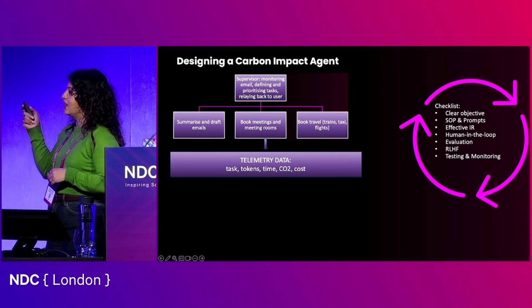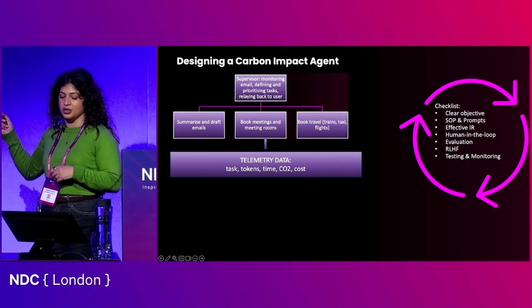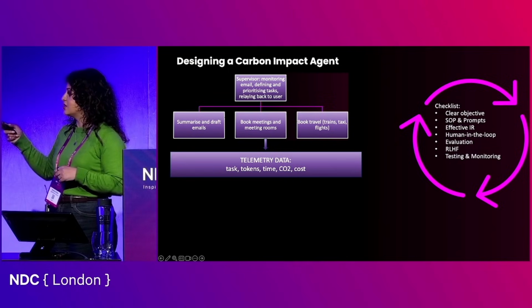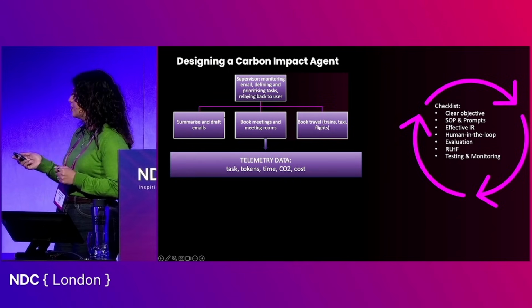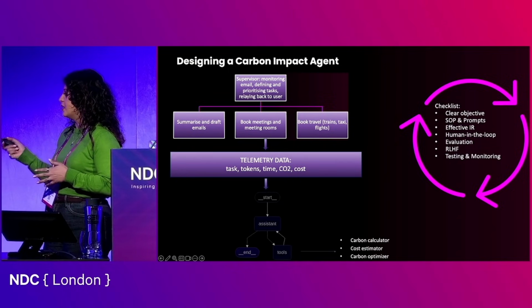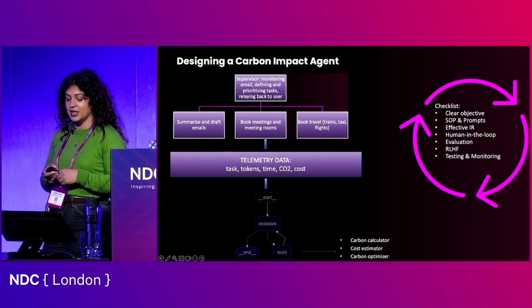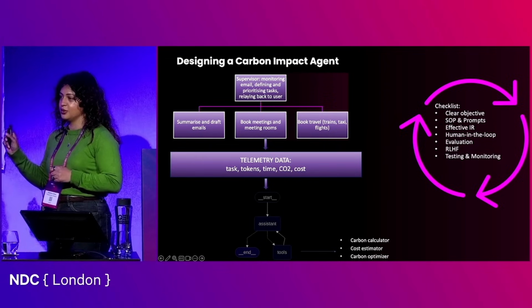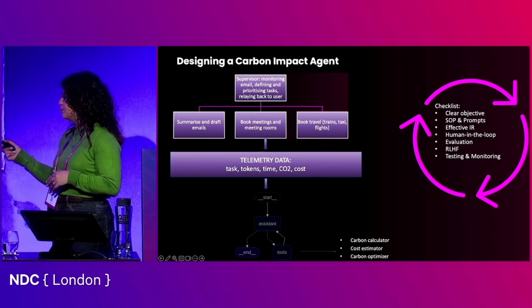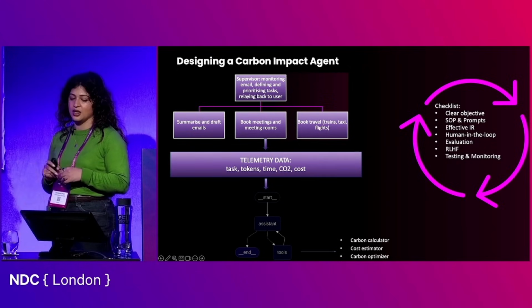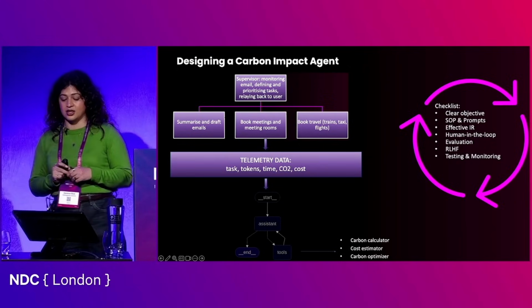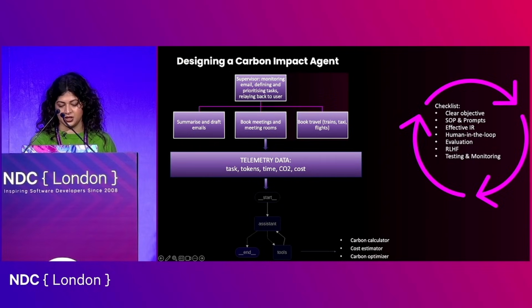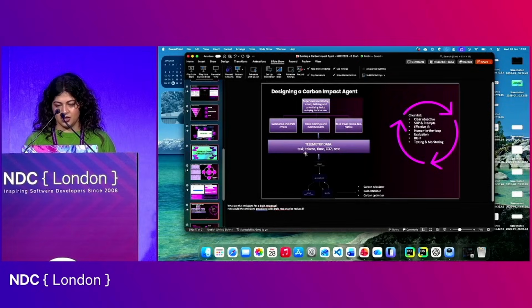So I wanted to collect all of the telemetry from this agent, the tokens, the time needed to process, the cost, the task specifically, etc., and feed it to an agent, my carbon agent that I wanted to create. I mentioned I'm using LangGraph, and I created a very, very simple single agent with access to 3 simple tools: a carbon calculator, a cost estimator, and a carbon optimizer that could suggest various different improvements. So what does that look like?